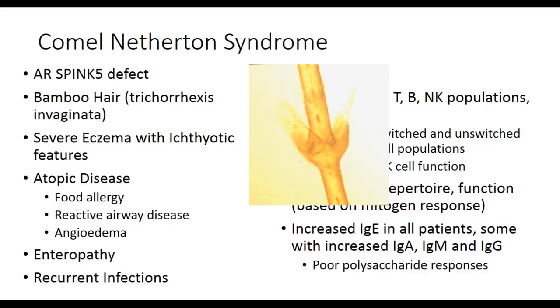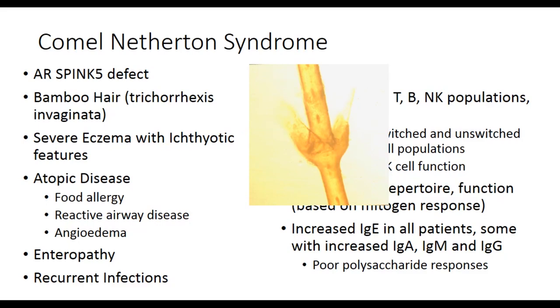What you can't see here is that they often have poor NK cell function, but the numbers of those cells are often pretty normal. Same with their T cells. They may have a borderline low T cell function, but the overall numbers look pretty good. They all have a high IgE. I have a couple of Netherton patients, and they all have high IgE.